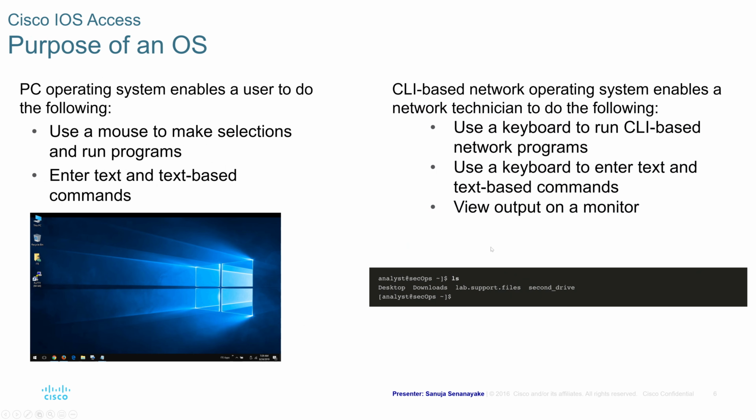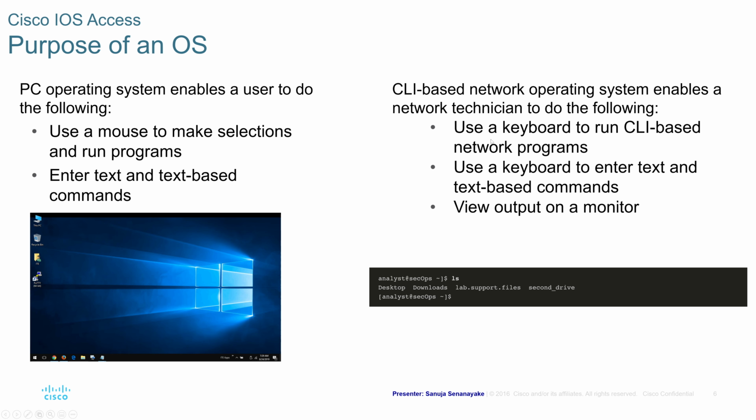Let's look at the purpose of an OS. PC operating systems enable a user to do the following: use a mouse to make selections and run programs, enter text and text-based commands. The CLI-based network operating systems enable a network technician to do the things that they need to do, just like a user who is using a PC, but in this case, a network engineer or technician using the Cisco devices gets the opportunity to interact with the device using the CLI instead of the GUI.